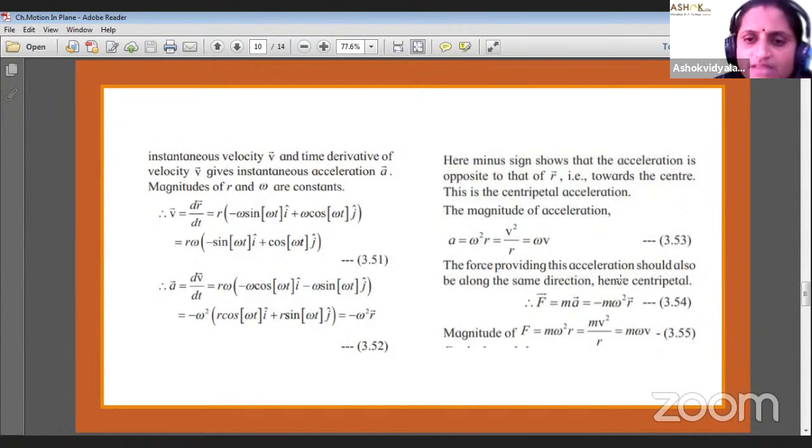The force providing this acceleration should also be along the same direction. Hence, the centripetal force is mass into acceleration. The minus sign shows that the force is opposite to that of the radius vector r. The magnitude of F is nothing but m omega squared r. Substituting this value, m v squared upon r is equal to m omega into v.